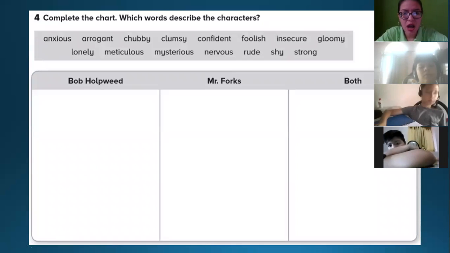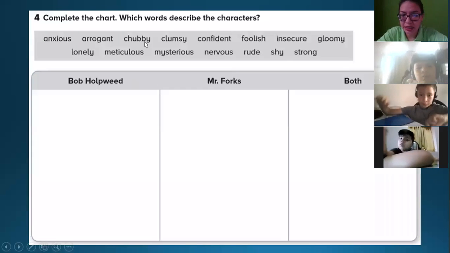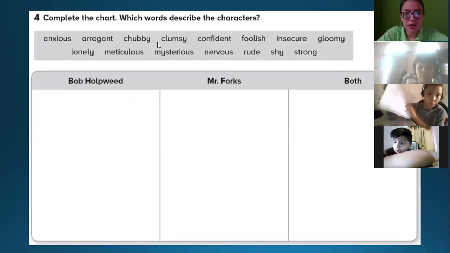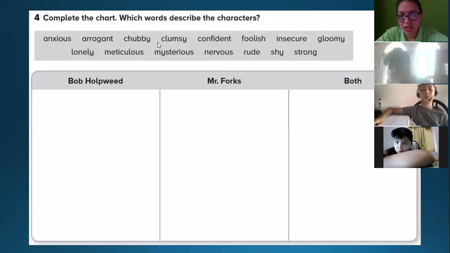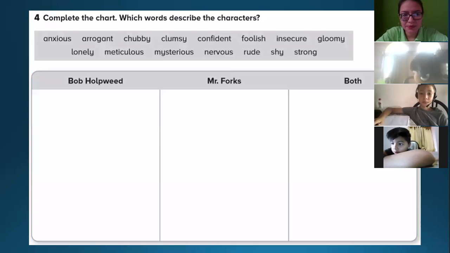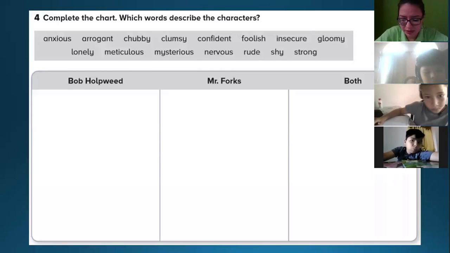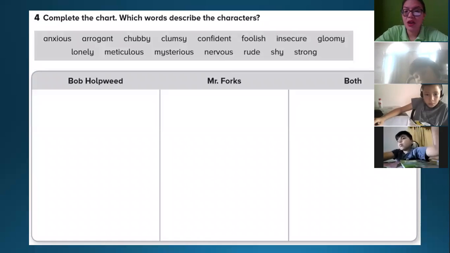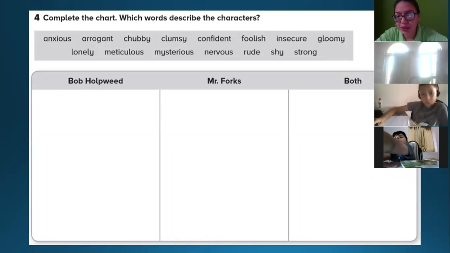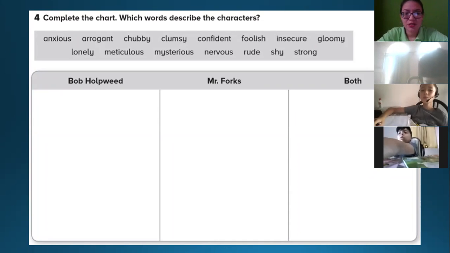Anxious, arrogant, chubby, clumsy, confident, foolish, insecure, gloomy, lonely, meticulous, mysterious, nervous, rude, shy, strong.